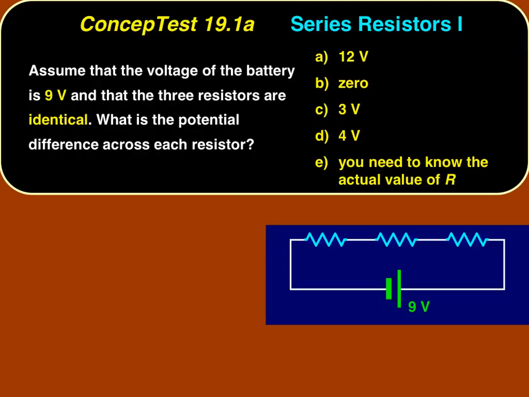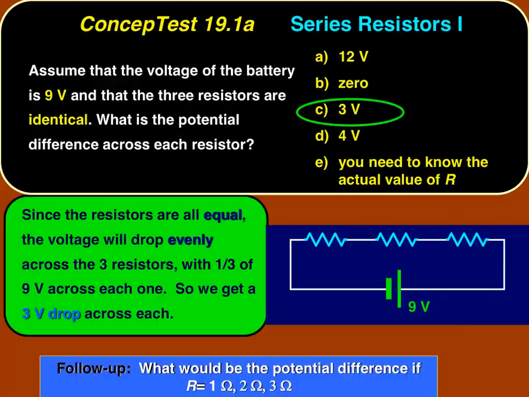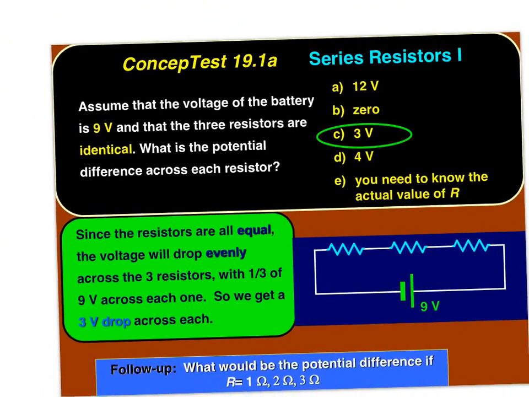Alright, so question number 1. Assume that the voltage of the battery is 9 volts and the 3 resistors are identical. What is the potential difference across each resistor? This might also be described as what is the voltage drop across each resistor. So these are in series, and we know that the voltages across these will add to 9 volts, and if they're the same resistance, we would expect the voltage across each to be 1/3 of 9, or 3 volts.